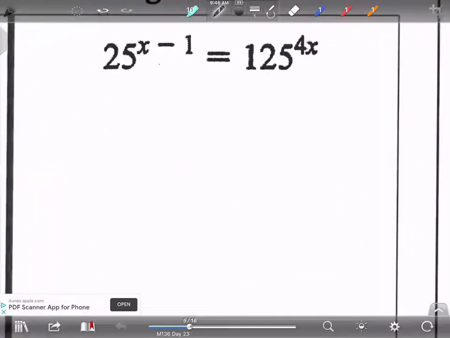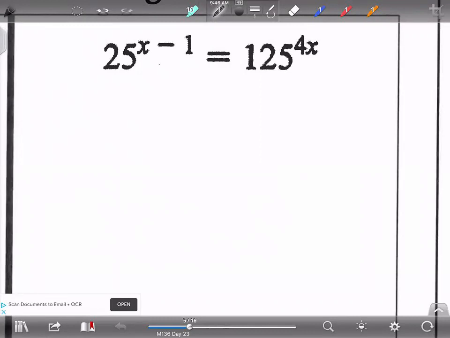For the question on the right-hand side, I have a base of 25 and a base of 125. If I try to rewrite the larger base to match the smaller one like we did on the last problem, it's not going to work. You can't take 25 to the something power and get 125. So this is a situation where you're going to need to rewrite both bases.